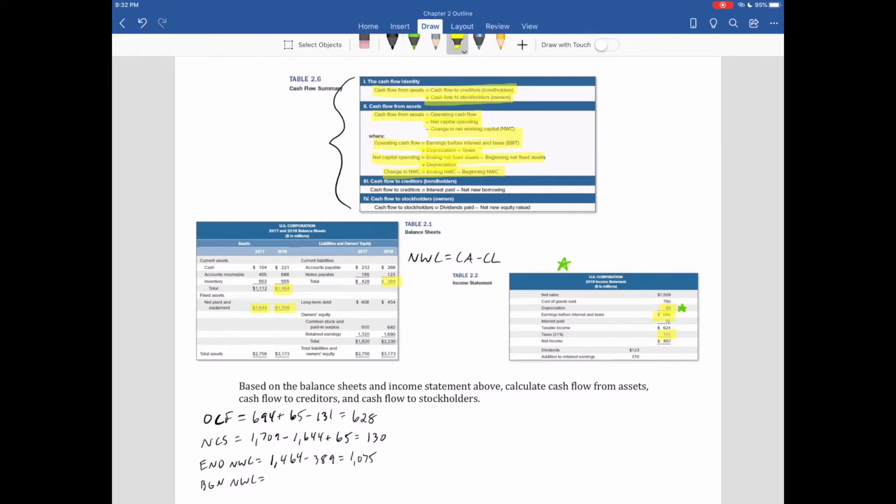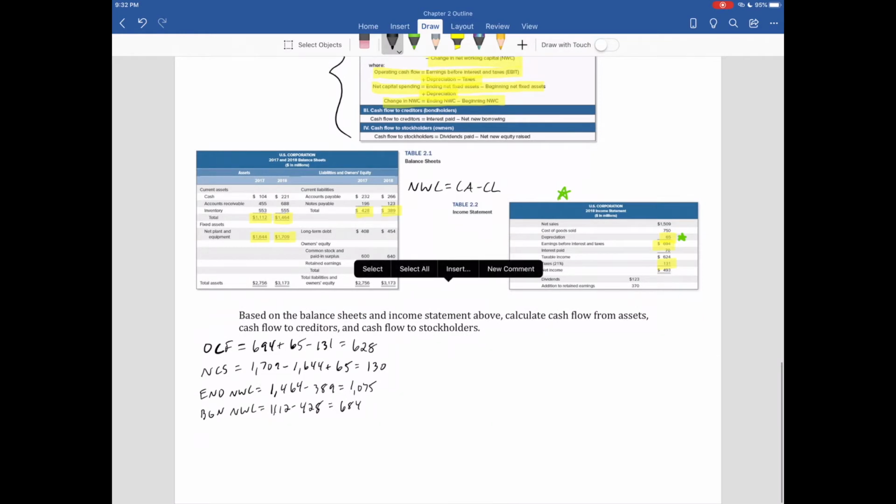Then we do the same for our beginning net working capital, which would be the 2017 current assets minus current liabilities, so $1,112 minus $428, and we would have a beginning net working capital total of $684. So we can see that their net working capital from 2017, their beginning to end, went up. So their current assets relative to their current liabilities increased, which would signify a purchase of current assets, which would end up decreasing our overall cash flows for cash flow from assets.